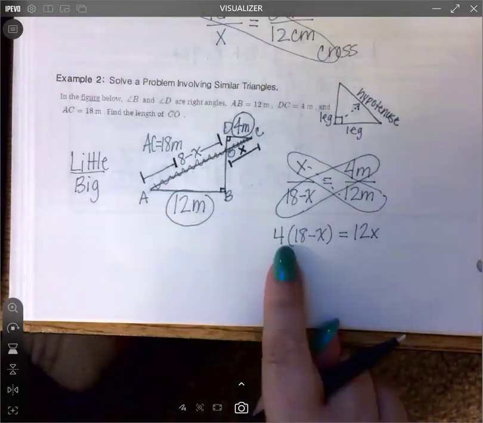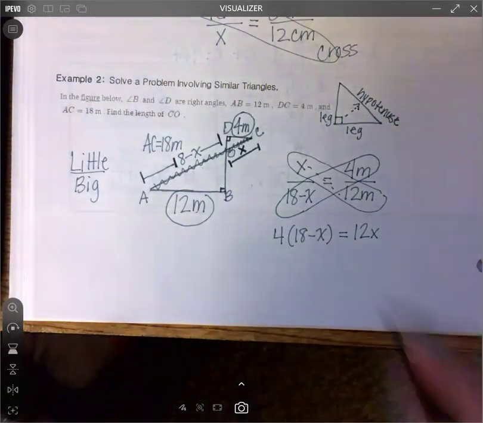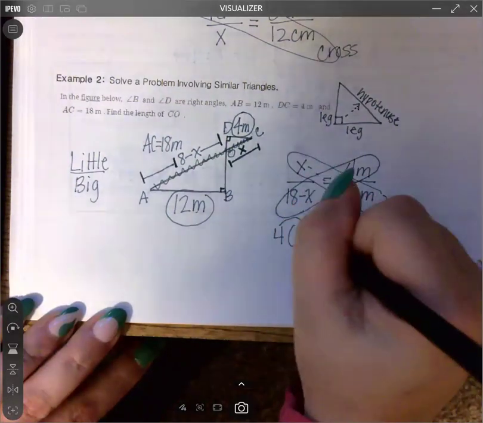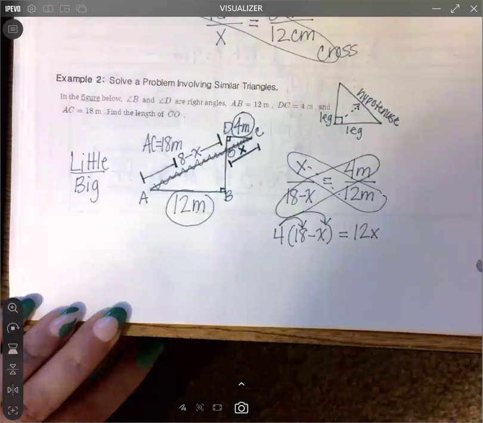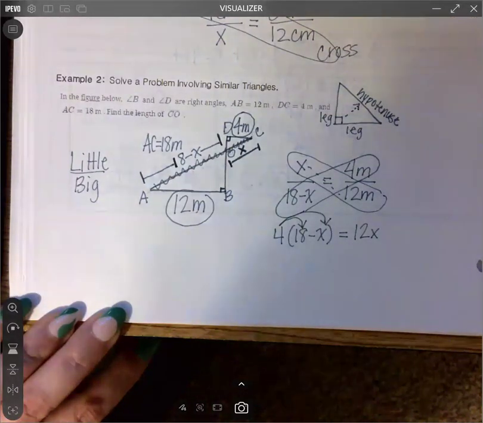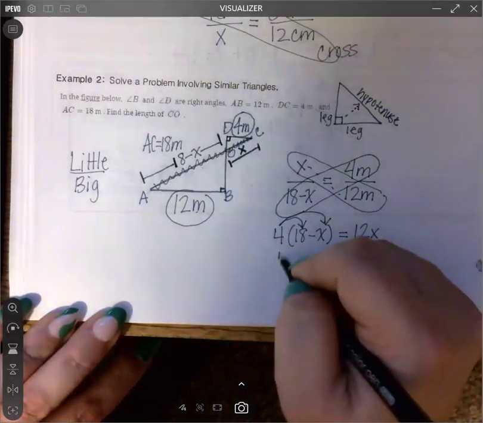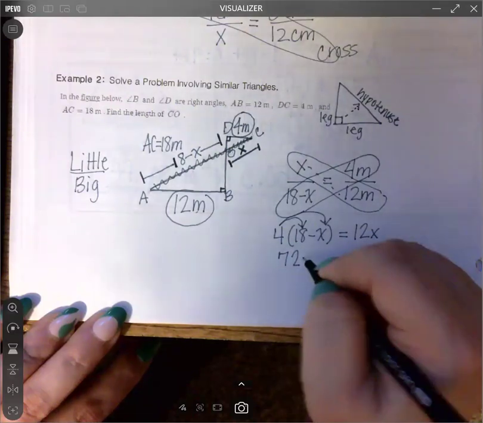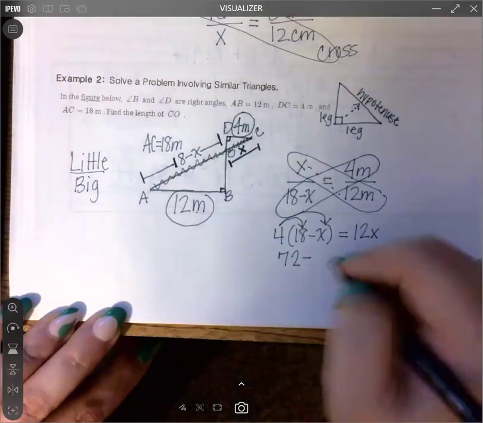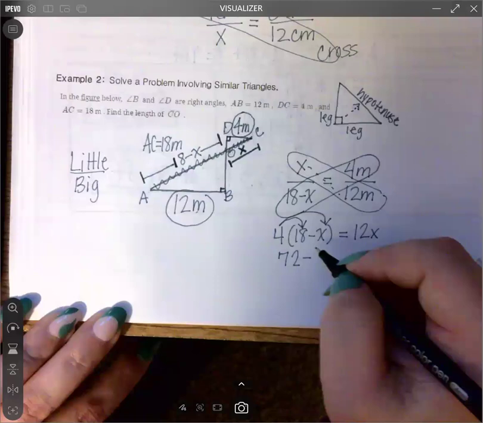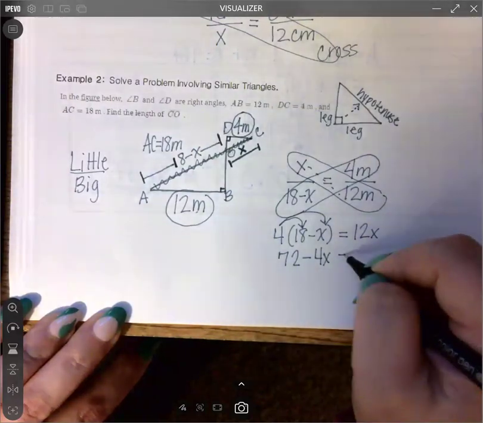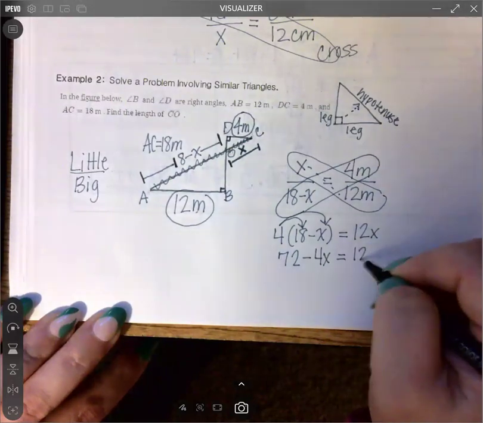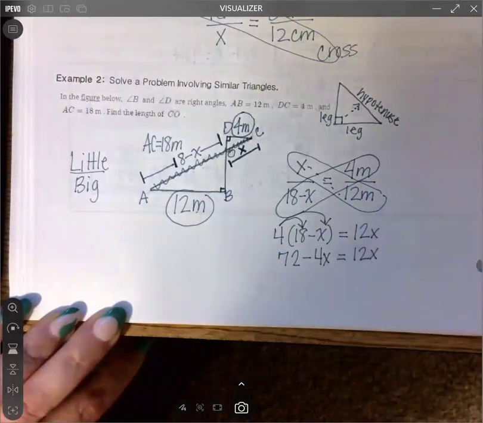So notice I have a number outside of my parentheses. So hopefully you remember from basic algebra that then I need to distribute the 4 to both. So 4 times 18 is 72. 4 times x is going to end up being minus 4x because the sign stays with the number. And that's equal to 12x.